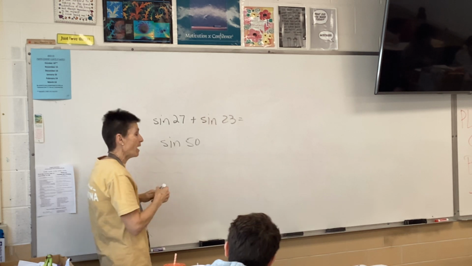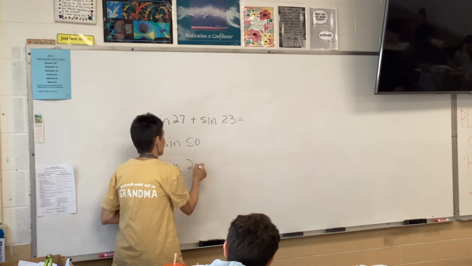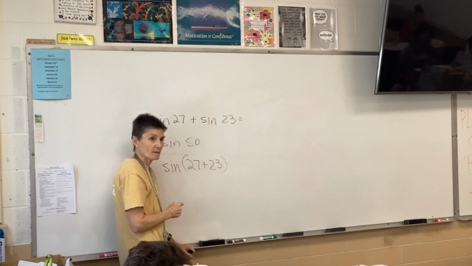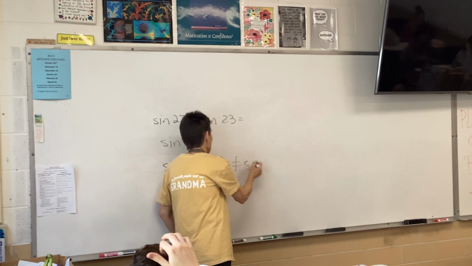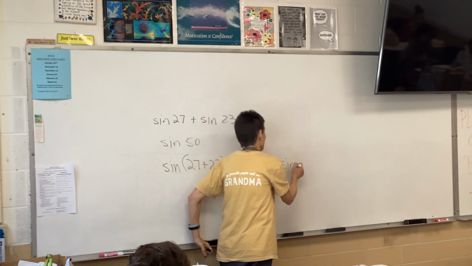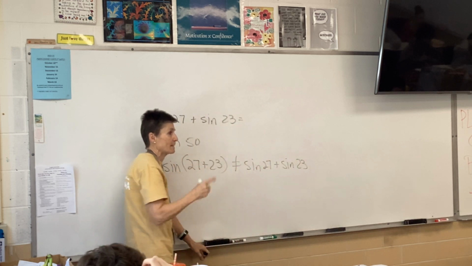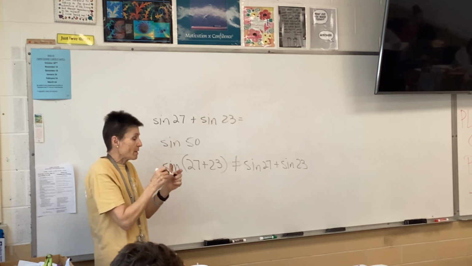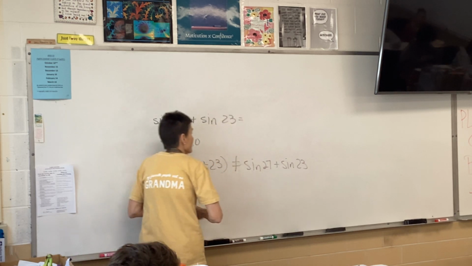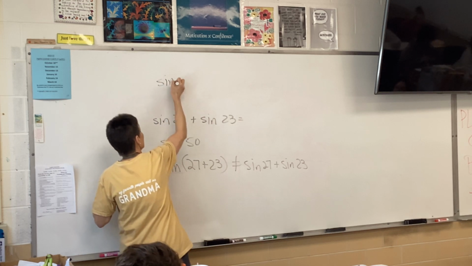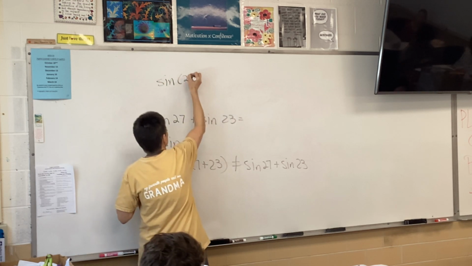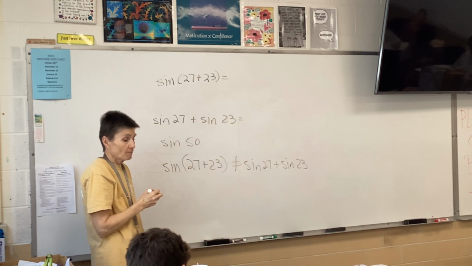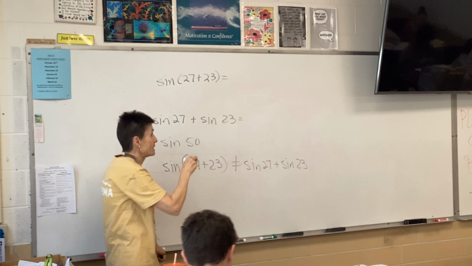No. Because, kids, sine is not distributive. The sine of 27 plus 23 is not the sine of 27 plus the sine of 23. It does not work that way. None of the functions are distributive. So if we want to find the sine of a sum, we have to use a formula for that. The formula's in your notes and it's also on your sheet.